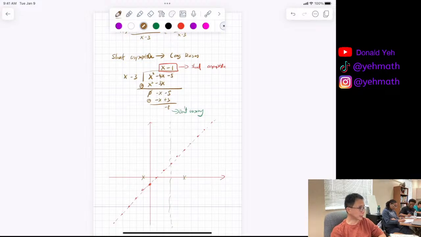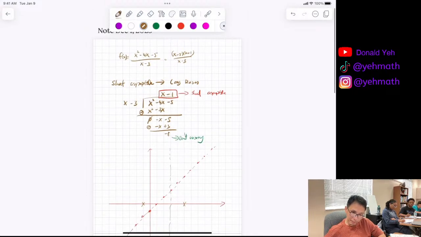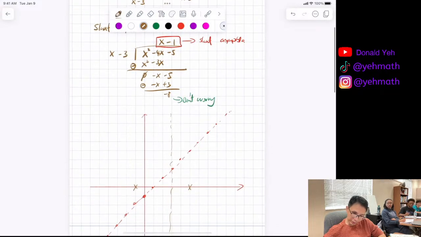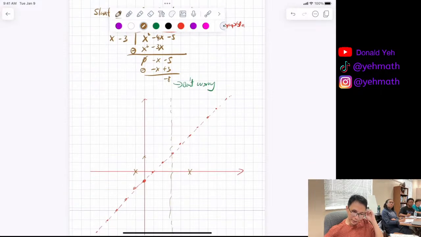So in general, you can also find the y-intercept. Where's the y-intercept? 5/3, right? 5/3 is right here. 5/3 is almost 6/3, which is 2. So pretty much you can see the graph is going in a certain direction.